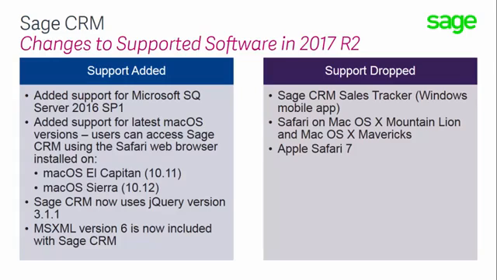There are some additional changes in Sage CRM 2017 R2. And so we've added some support for Microsoft SQL Server 2016 SP1, and we've added support for the latest Mac OS versions, whether that's Safari on El Capitan or on Sierra, and we've updated some of the libraries that we use. So we're now using jQuery version 3.1.1 and MSXML version 6 is now included within Sage CRM.